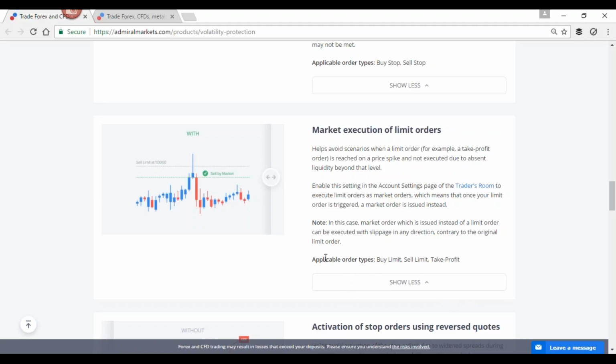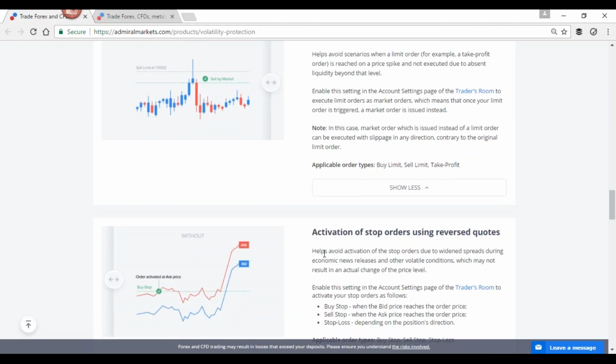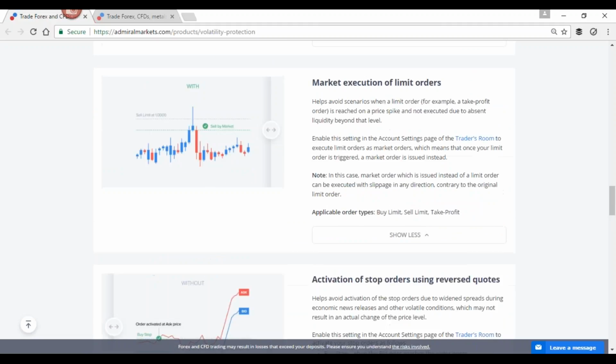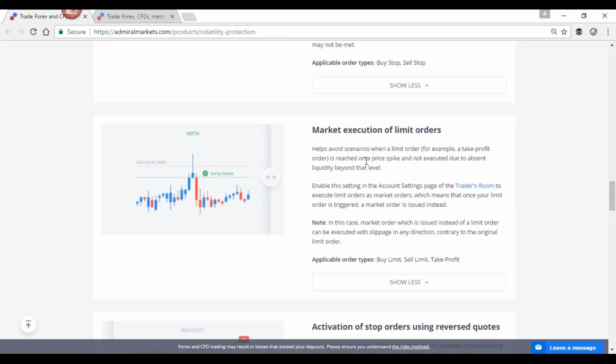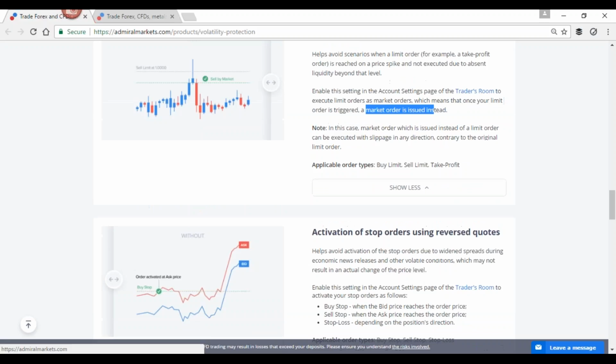All right, so let me double check that. If I remember correctly. Yeah, a market order is issued instead, indeed. So when the liquidity returns, a market order is issued.